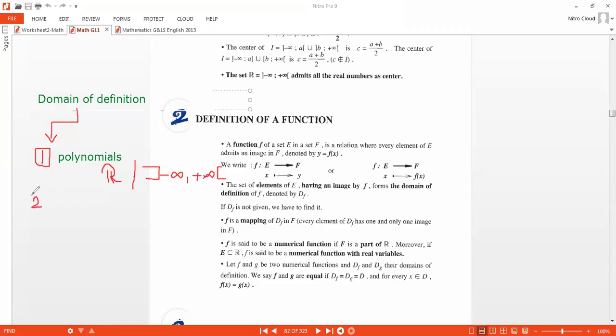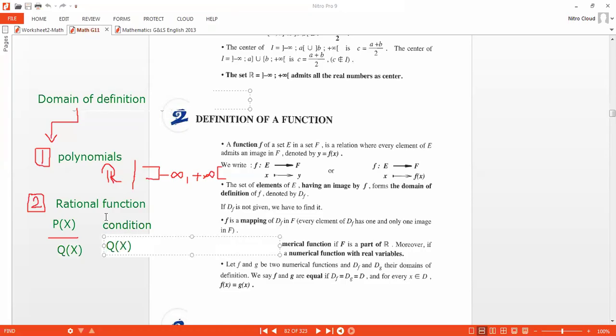Now we have the second type, the rational function. What's the meaning of rational function? In rational functions, we have p of x over q of x. So we have a polynomial in the numerator and a polynomial in the denominator. What's its constraint? What does it have as a condition? As a condition, this function cannot have q of x equal to 0. q of x shouldn't be 0. So I take a condition q of x different than 0. Now I will give you an example for each case.